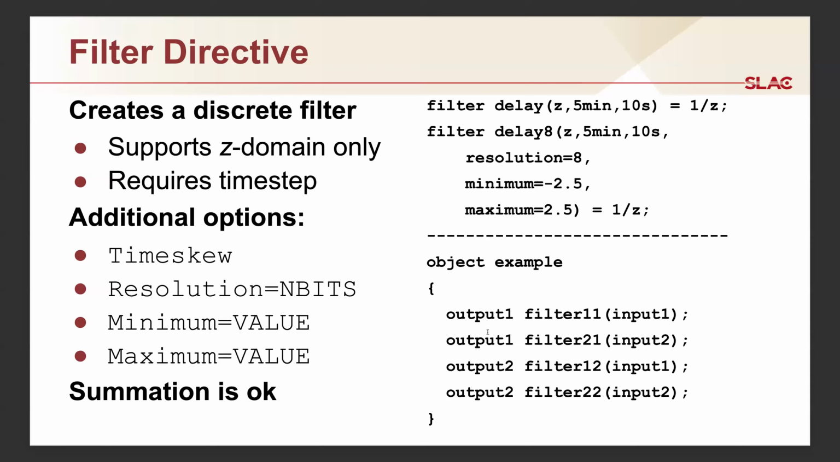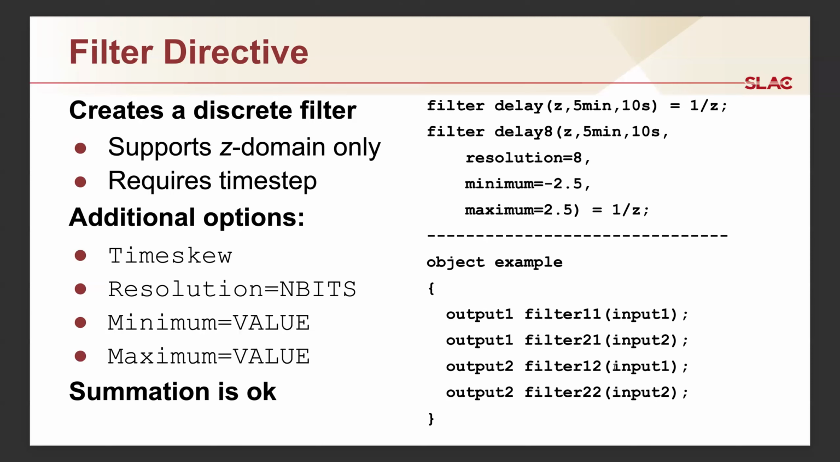Another important feature of filters is that they are additive. So here's an example of 4 different filters that allow you to implement essentially a 2-input, 2-output transfer function. Notice here that filter 1.1 takes input 1 and sends it to output 1. Filter 2.1 takes input 2 and sends it to output 1. So notice that it adds it to output 1.